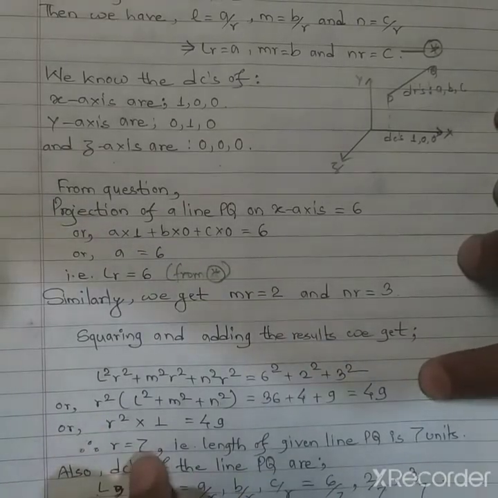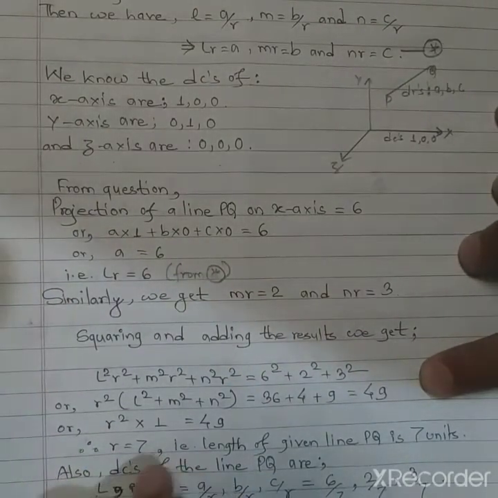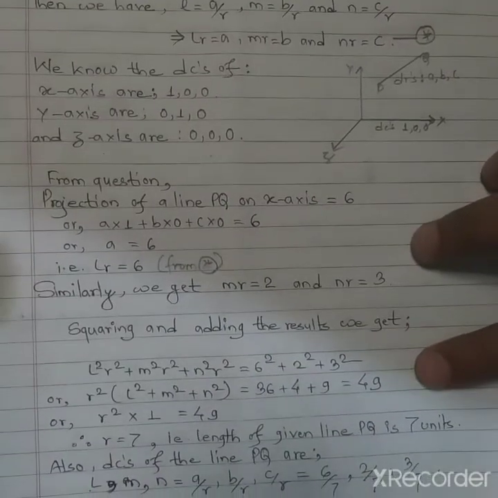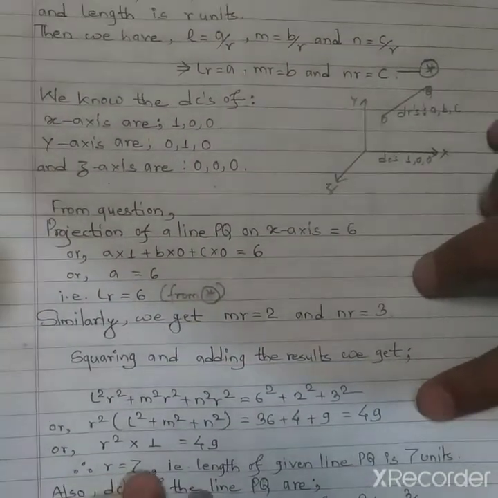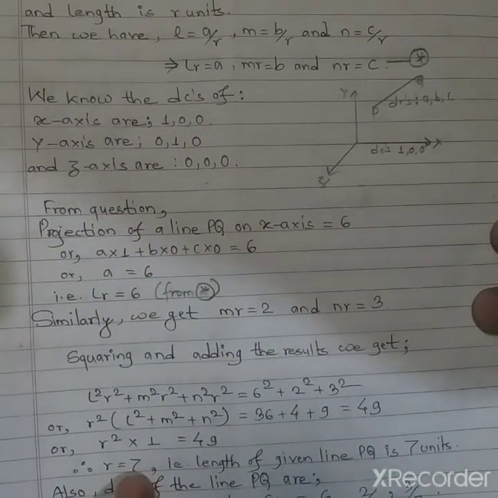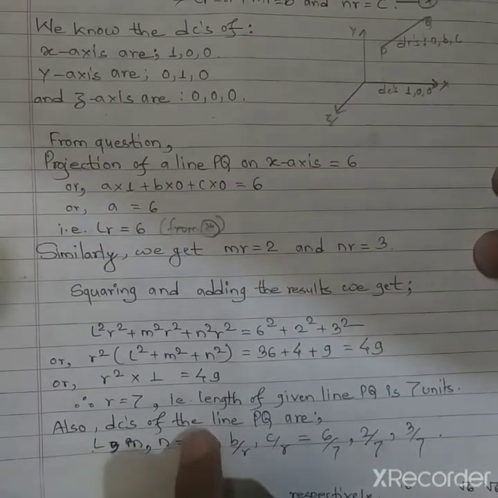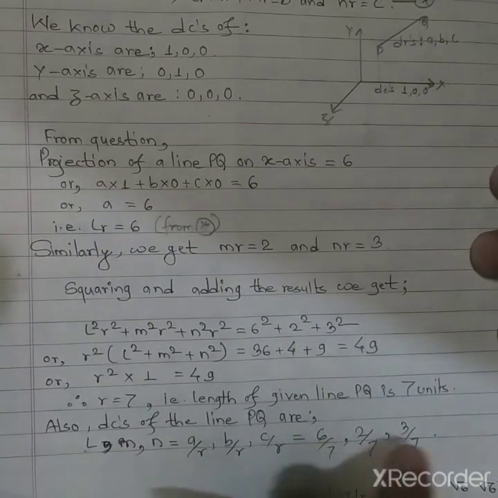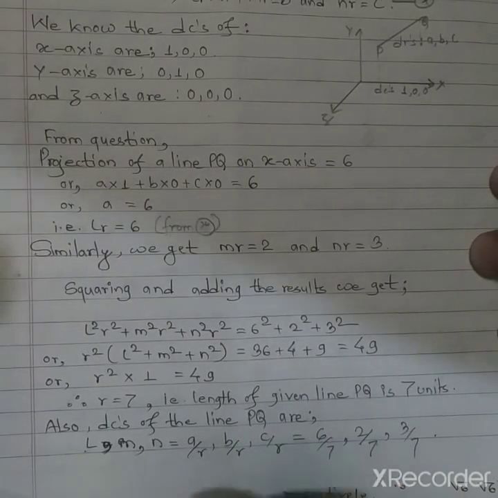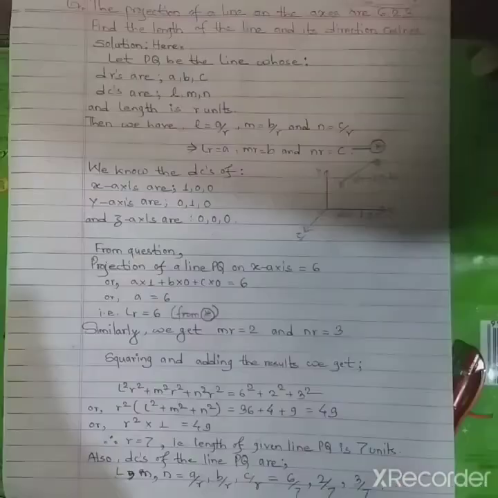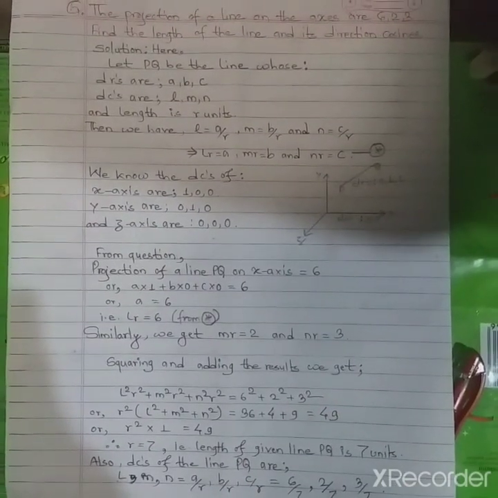So R equals plus or minus 7, but since it's a length, we take only the positive sign. So the length of the line PQ is 7 units, and we need to find the direction cosines as well. The direction cosines L, M, N equal A upon R, B upon R, C upon R, which is 6 upon 7, 2 upon 7 and 3 upon 7 respectively. Please take a screenshot if you need it.